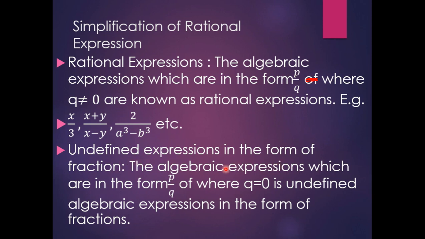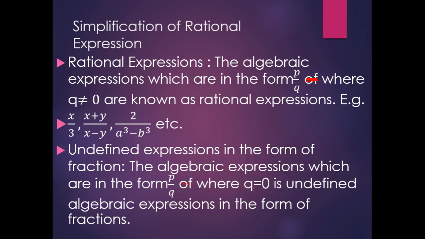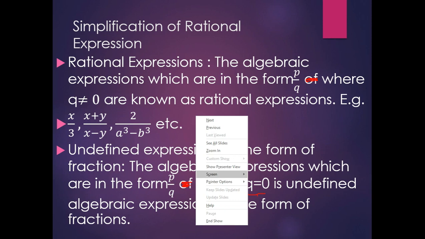The algebraic expressions in the form of p over q where q is equal to 0: before this we wrote that q is not equal to 0, but here q is equal to 0. If q is equal to 0, then such expressions in the form of fractions are undefined. These are called undefined algebraic fractions because here the denominator equals 0.